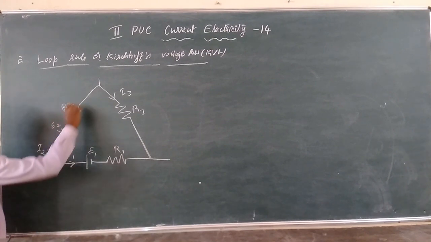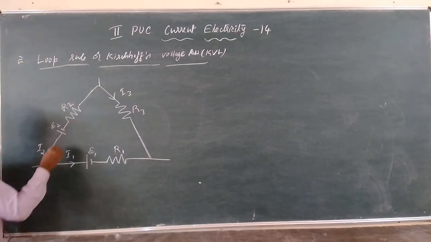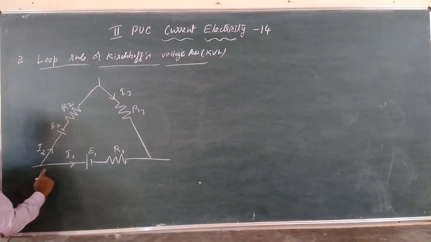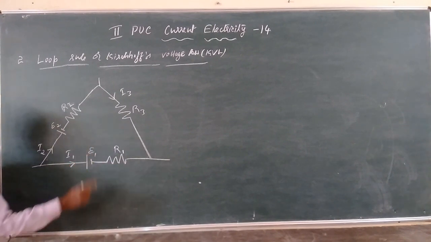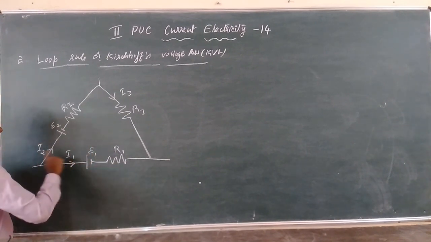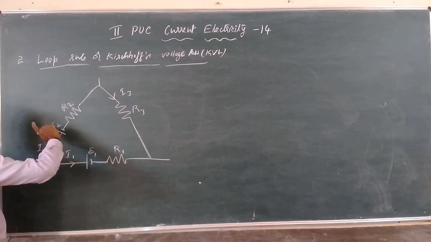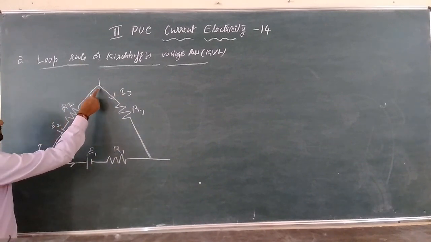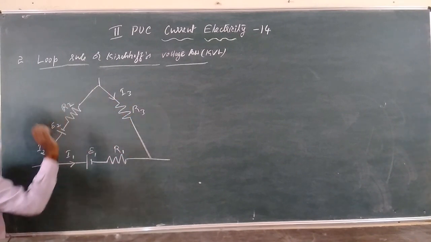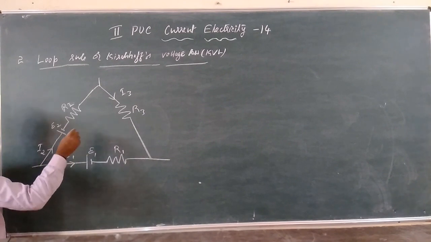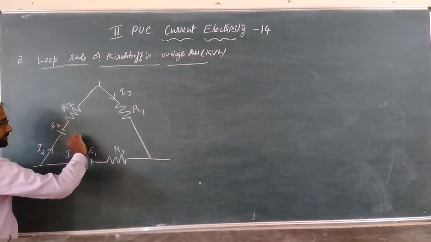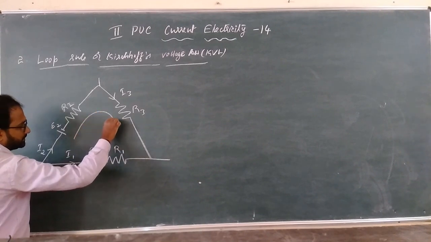So this is a loop, and we have three branches. A branch is a part of an electrical circuit where the same current flows through each component. Here the current through E1 and R1 is the same, I1. In another branch, the current through E2 and R2 is I2. The current through R3 in this branch is I3. Choose the direction of traverse, clockwise or anti-clockwise.